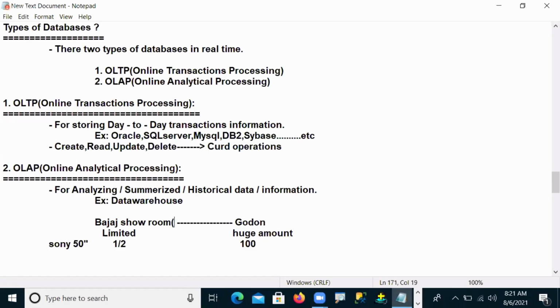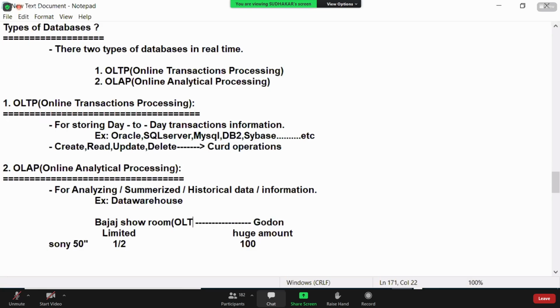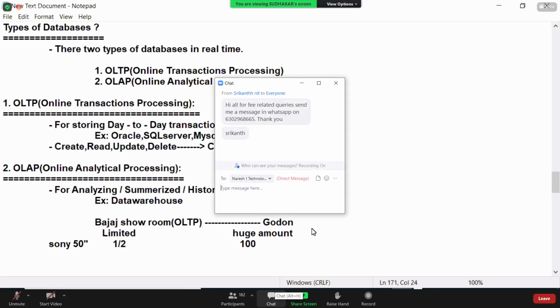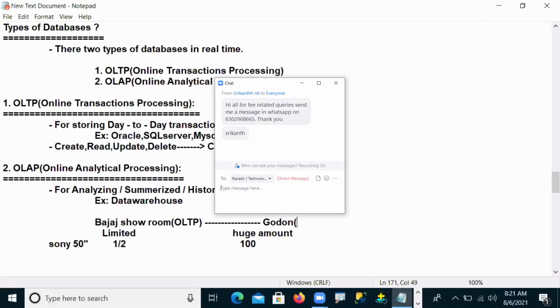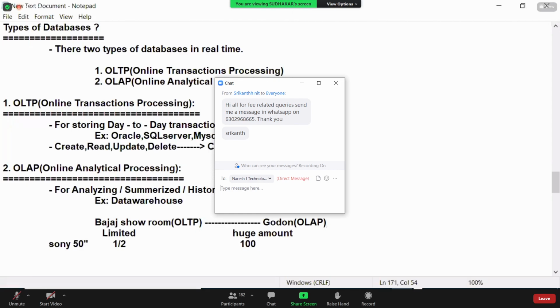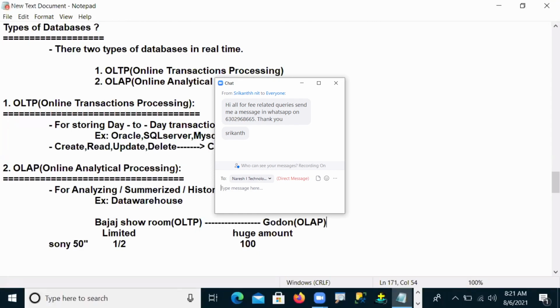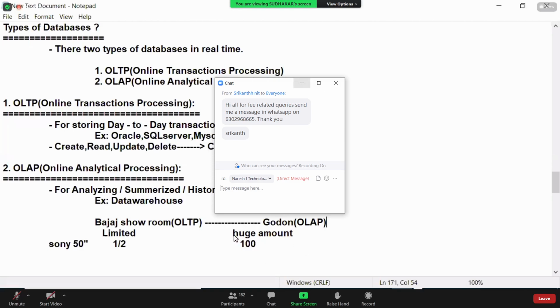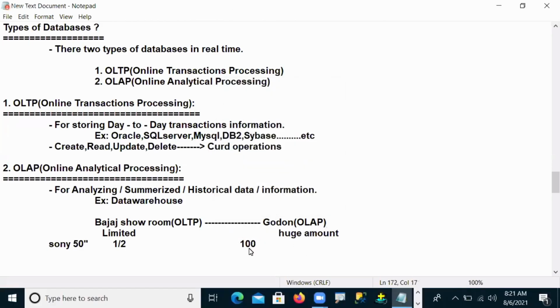So how can we say same to same? The Bajaj showroom is called OLTP, and the godown is called OLAP. Now you got my point. Bajaj showroom is OLTP and godowns are called OLAP. So is the point understood now?